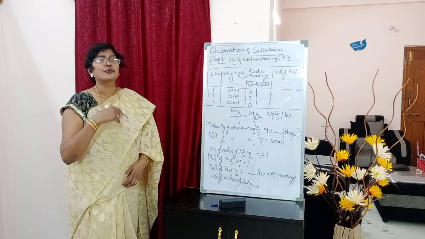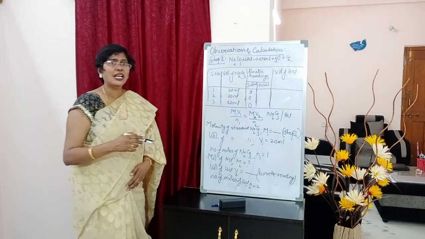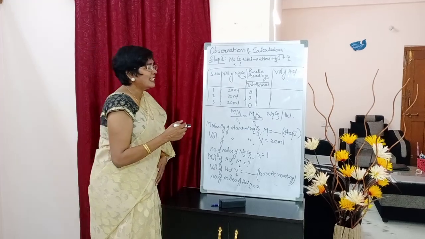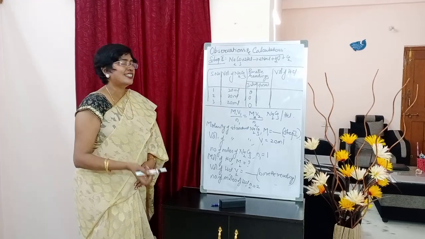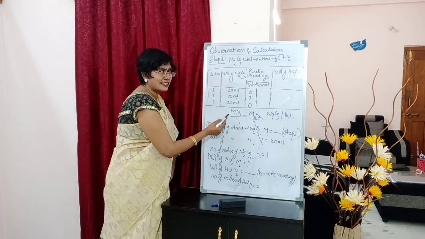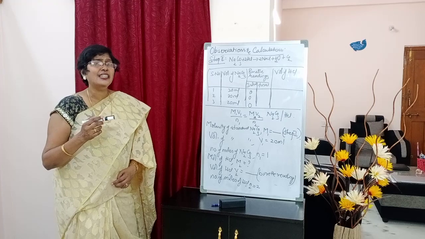If it is 22, 22. Okay, fine, understood now. Next, below comes the formula. So, it is acid-base titration, students. Na2CO3 versus HCl. So, the formula goes like this: M1V1 by N1 equals M2V2 by N2.